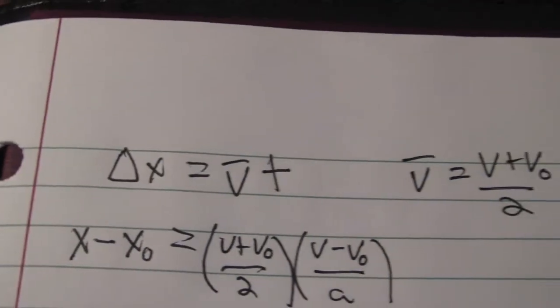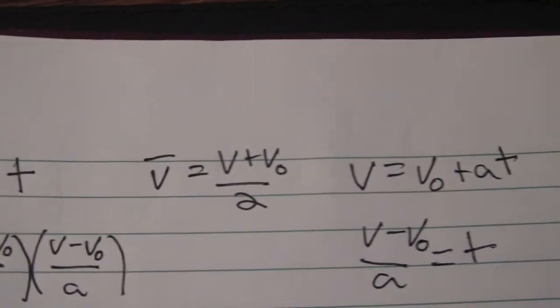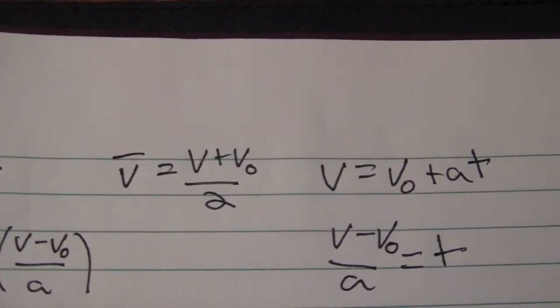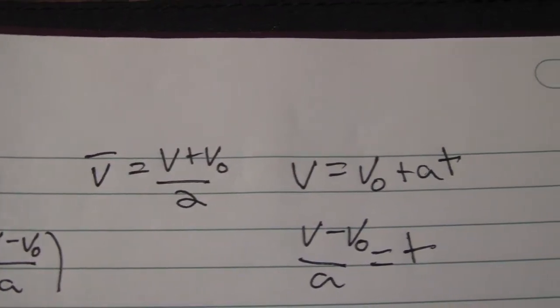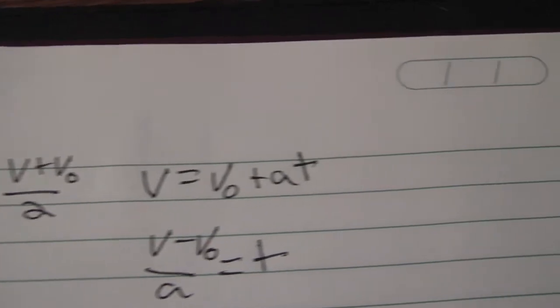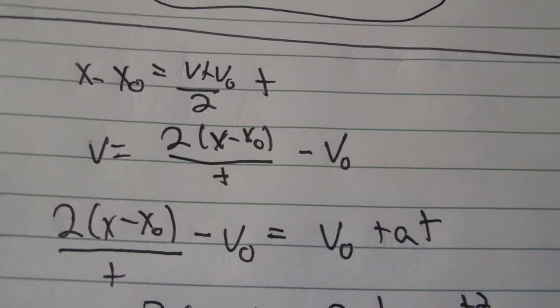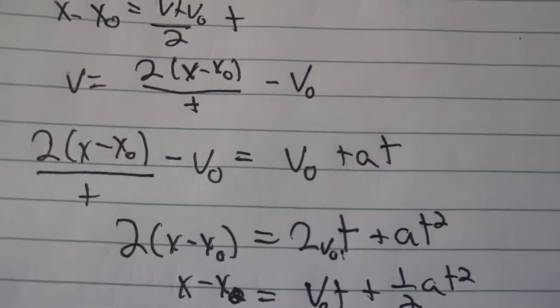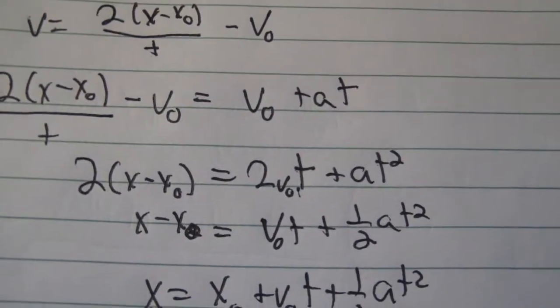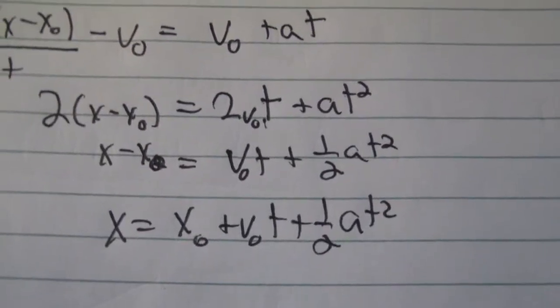Change in x is average velocity times time. Average velocity is velocity plus velocity 0 over 2, and velocity is equal to velocity 0 plus a times t. After substituting v plus v0 over 2 equals average velocity into change in x equals average velocity times time, we get the equation that we mentioned before.